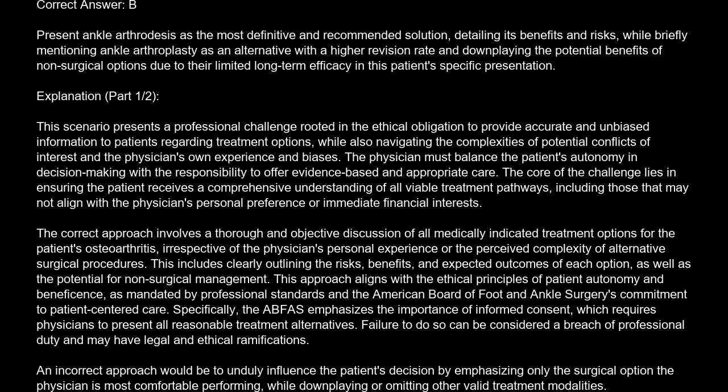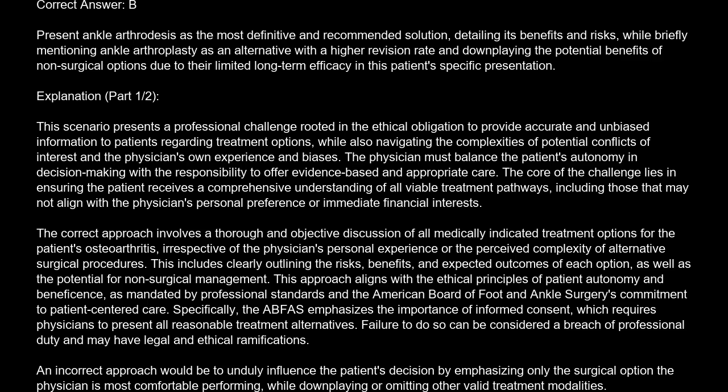Explanation. This scenario presents a professional challenge rooted in the ethical obligation to provide accurate and unbiased information to patients regarding treatment options, while also navigating the complexities of potential conflicts of interest and the physician's own experience and biases. The physician must balance the patient's autonomy in decision-making with the responsibility to offer evidence-based and appropriate care. The core of the challenge lies in ensuring the patient receives a comprehensive understanding of all viable treatment pathways, including those that may not align with the physician's personal preference or immediate financial interests.